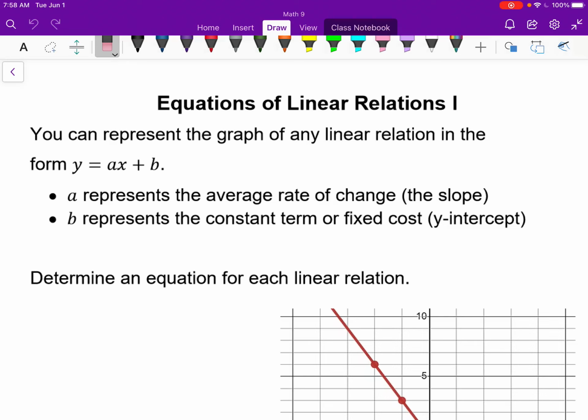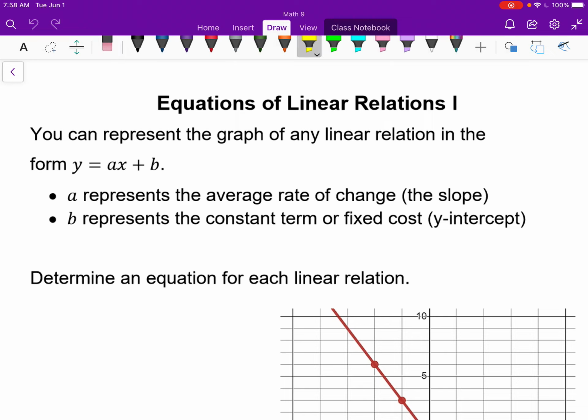All right, so this is the first of two videos looking into the last section from chapter 5. And we're really just continuing this idea and delving a little deeper into the connection between equations and especially graphs of linear relations, and quite often using tables in between.